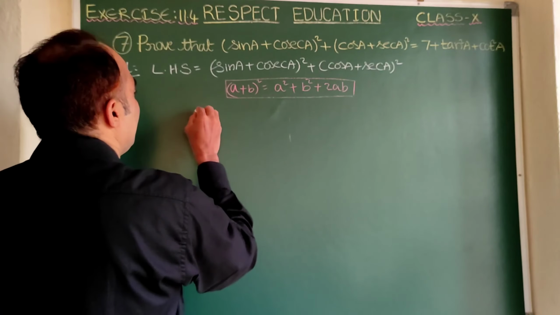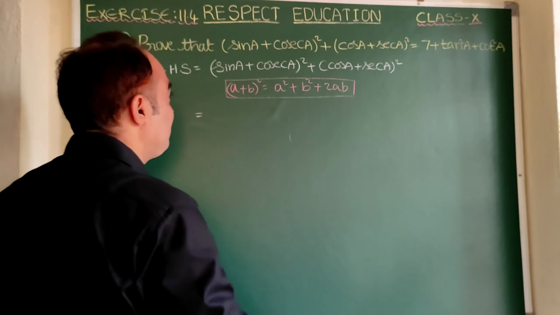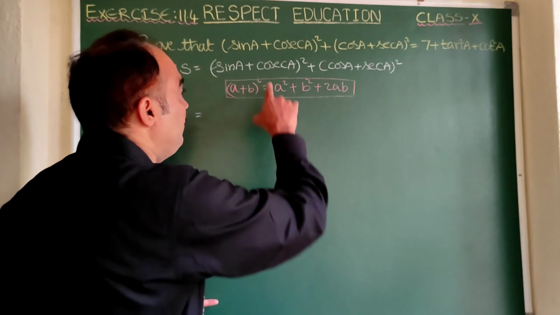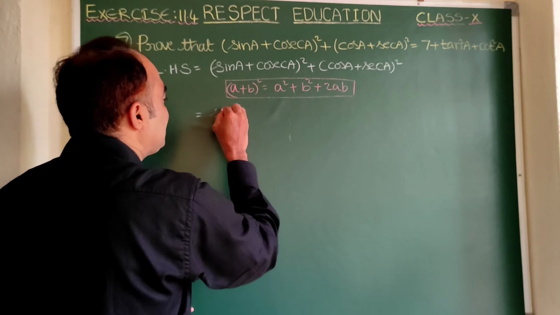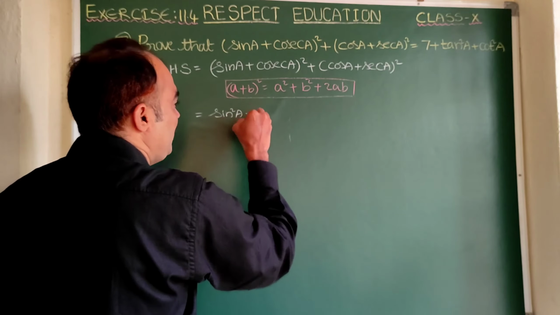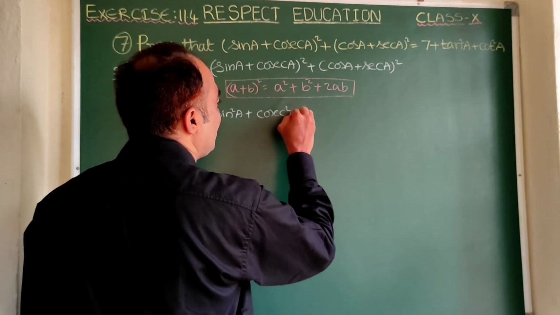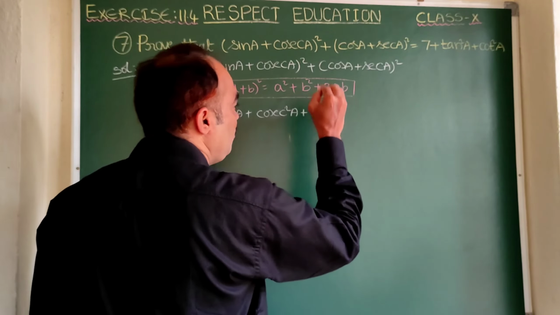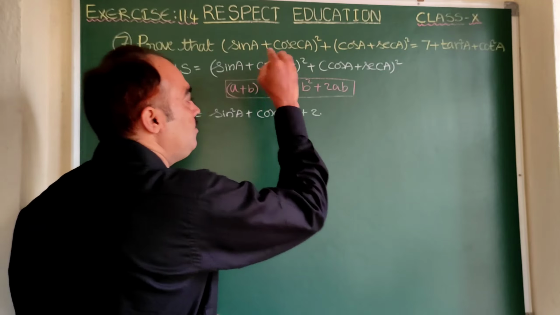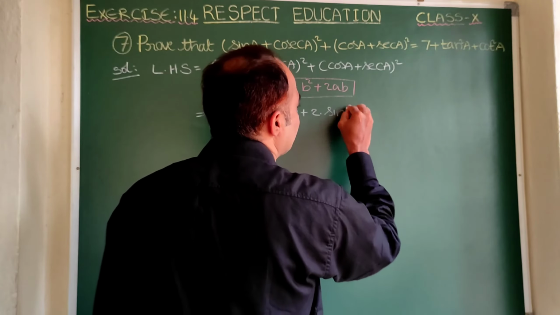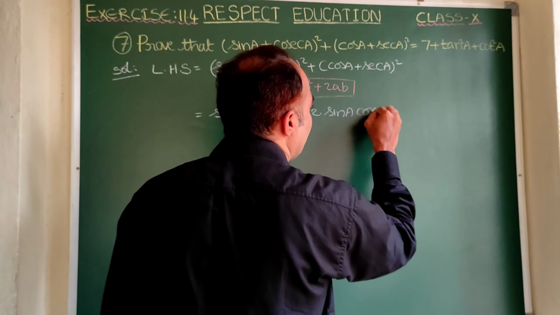So here A means sin A, B means cosecant A. So here, if A is sin A, what is A square? Sin square A. Plus B square is cosecant square A. Plus 2 into A into B means sin A into cosecant A.